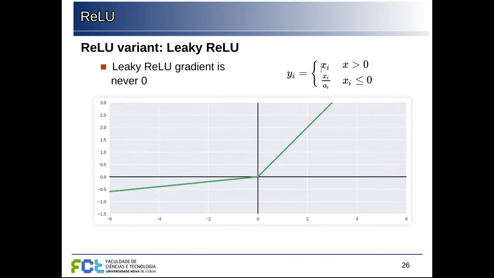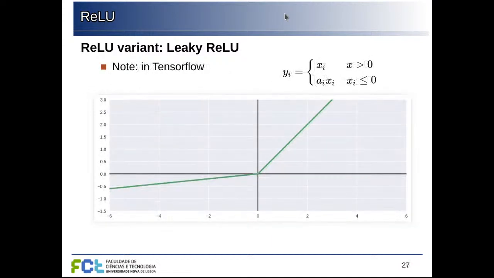So the output is x, the same as the input, when the input is greater than 0, but it's only a fraction of the input if the input is smaller than 0. So we still have this elbow here to give us the non-linearity in this transformation, but the derivative is never zero. It's smaller, but it's not zero on that side. So these tend to work better than the standard ReLU.